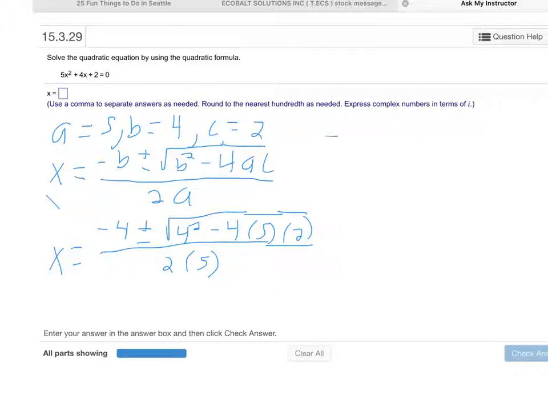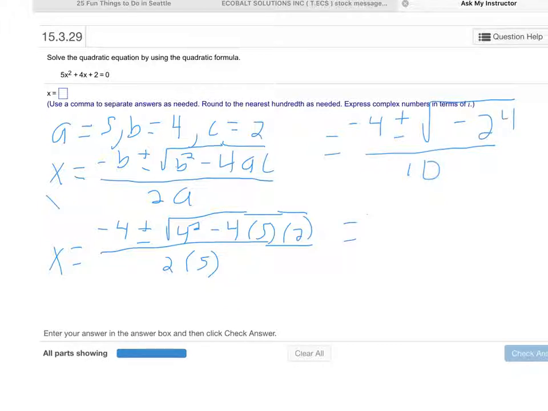So I'll come over here. It'll be negative 4 plus or minus, and this will all be over 10. If I calculate this part here, it'll be 16 minus 40. Let's see, 16 minus 40, that would be negative 24.